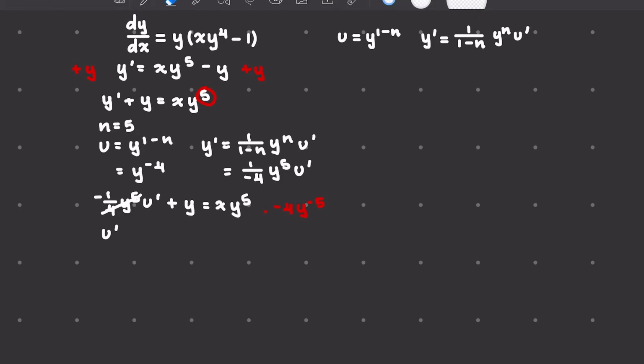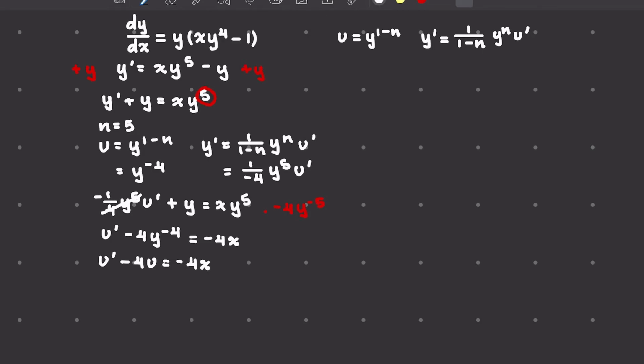y multiplied by negative 4 y to the negative fifth is negative 4 times y to the negative 4. And x y to the fifth multiplied by negative 4 y to the negative fifth will give us negative 4x. From here on, let's substitute our y to the negative 4 with u, because u is equal to y to the negative 4. And so this will give us u prime minus 4u equals negative 4x.